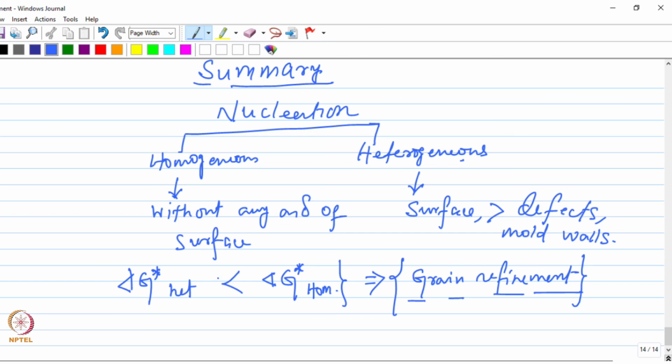Okay, and I should also mention here that heterogeneous nucleation is more practical. This is what you generally encounter in practical scenarios, because as I said, the energy barrier for the nucleation is lower, and in every material you will have some defect to initiate the nucleation.